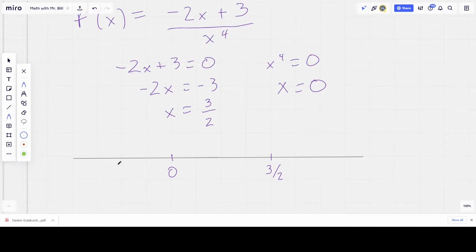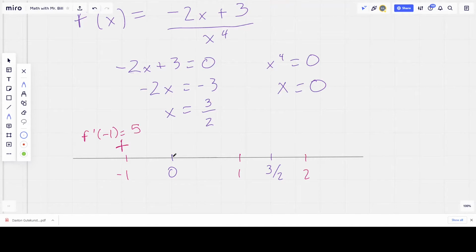And then I'm going to take test points. I'm going to take something to the left of 0, say negative 1, something between 0 and 3 halves, let's say 1, and then something greater than 3 halves, like 2. And I'm going to plug this back into my derivative. So f prime of negative 1. Plug this into your calculator or evaluate this by hand. We get negative 2 times negative 1, which is 2, plus 3 is 5, all over negative 1 raised to the 4th, which is positive. And so that's a positive number. And so the derivative all the way up to 0 is positive.